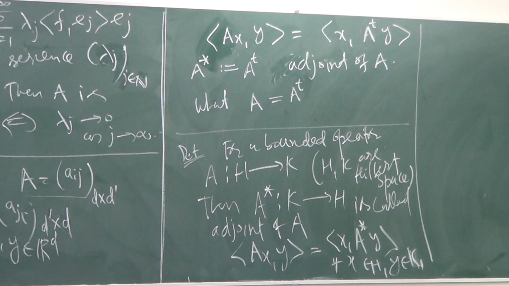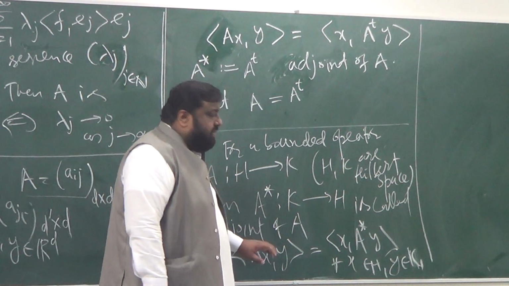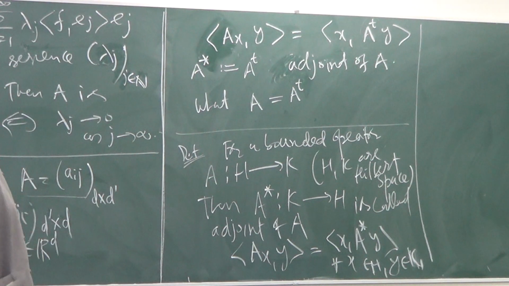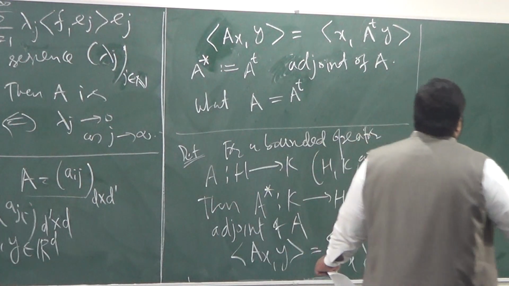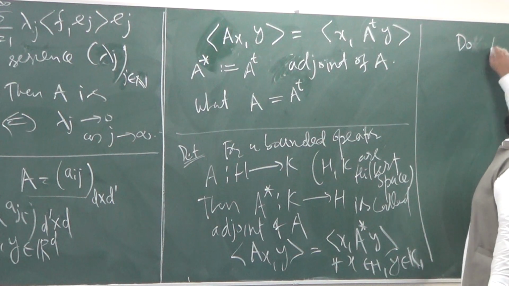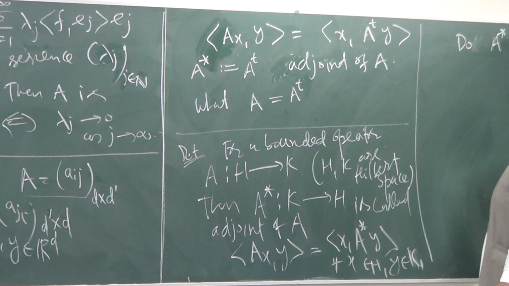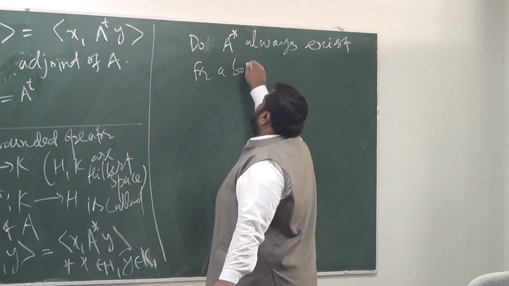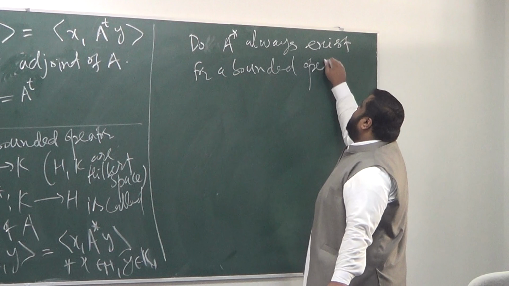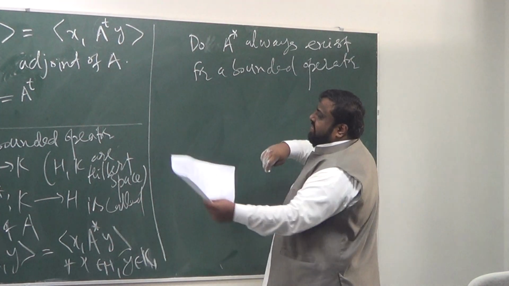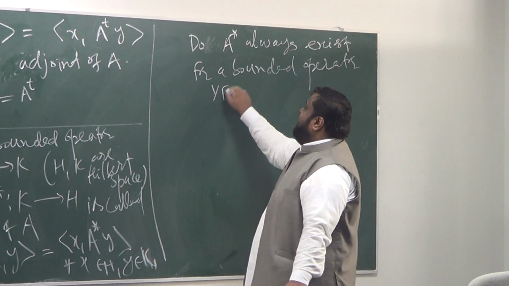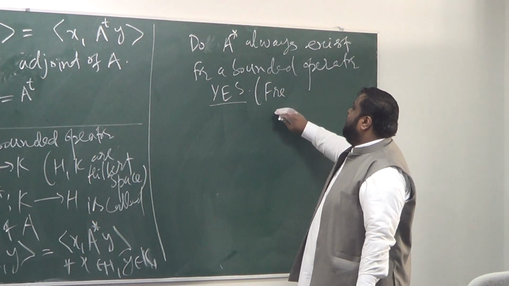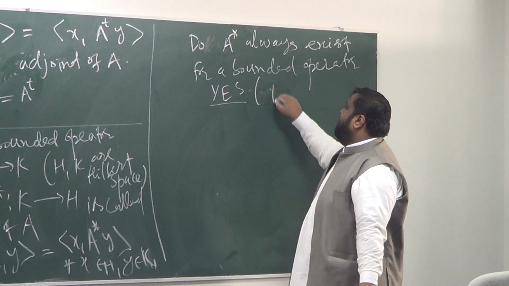Now, the question is obviously: does such an operator exist? The answer is yes. And why? Does A star always exist for a bounded operator between Hilbert spaces? The answer is yes. And the answer comes from a result called the Riesz representation theorem.